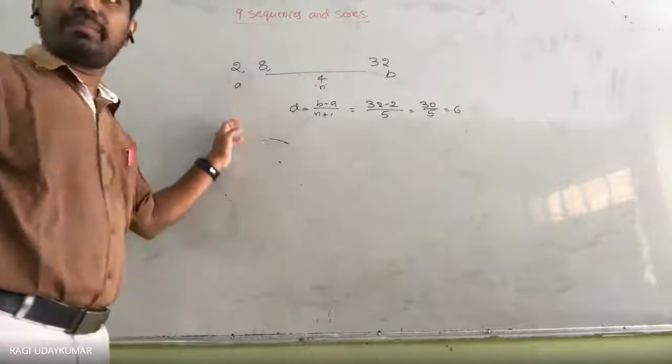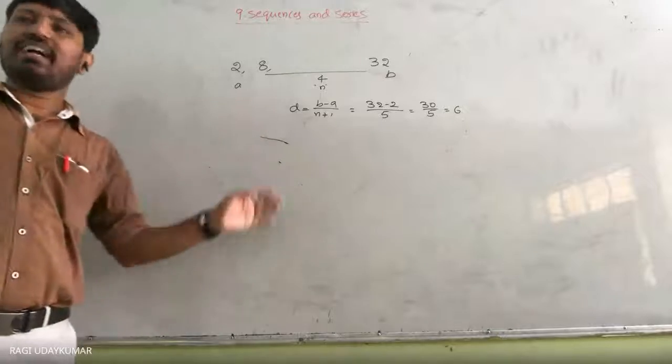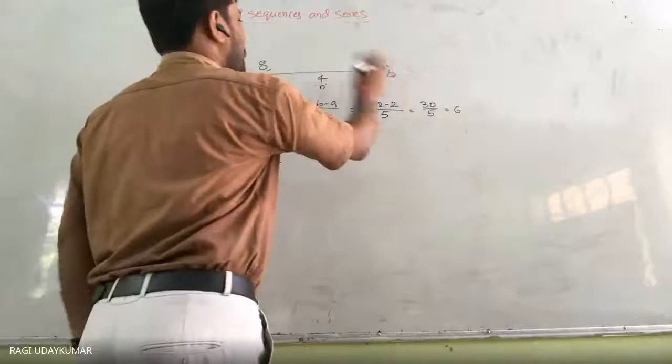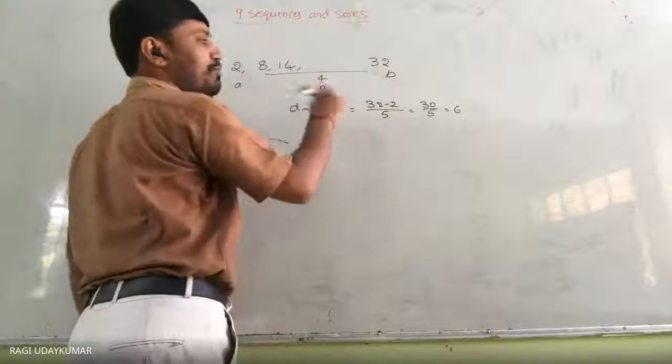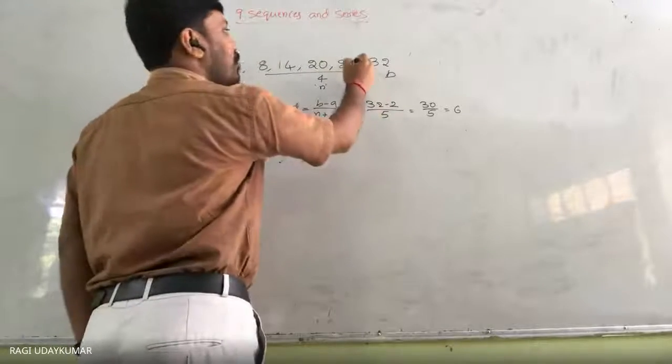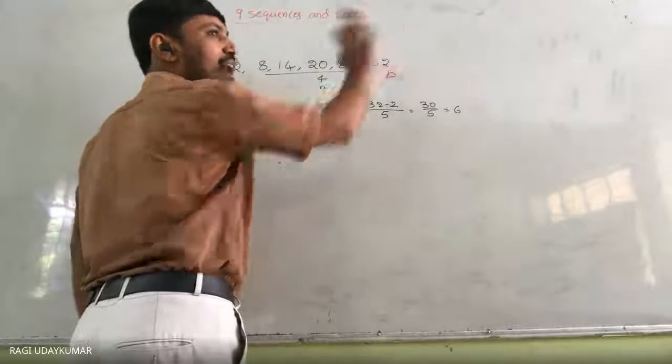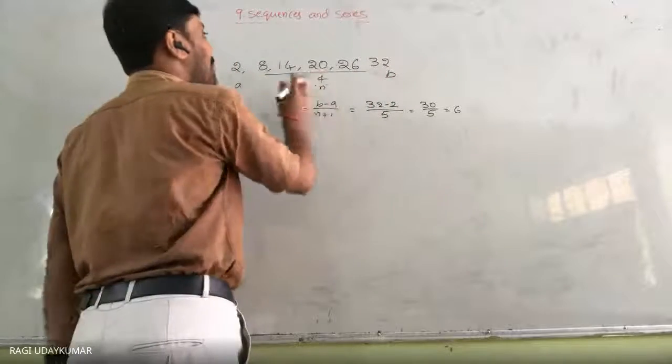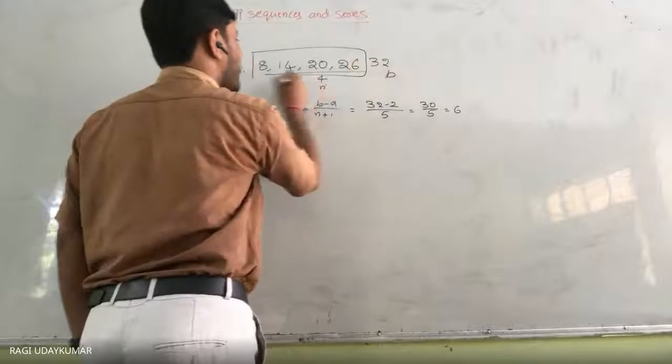Okay. Now in the previous question 2 is given. 8 plus 6 is 14. 14 plus 6 is 20. 20 plus 6 is 26. 26 plus 6 is 32. Already 32. So here 4. Now the question is, find the sum of these numbers.